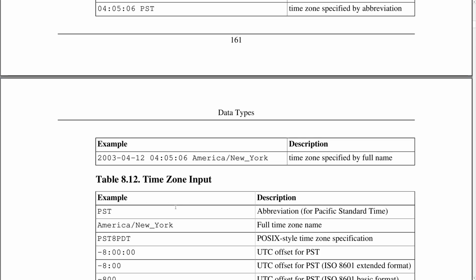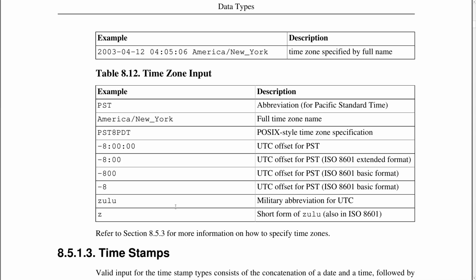So we honor those time zones. And then we have time zone inputs. You can have PST, you can have America/New_York. In general, this one is preferred because it is also part of the Linux operating system. And this one is also good because it is explicit in nature.